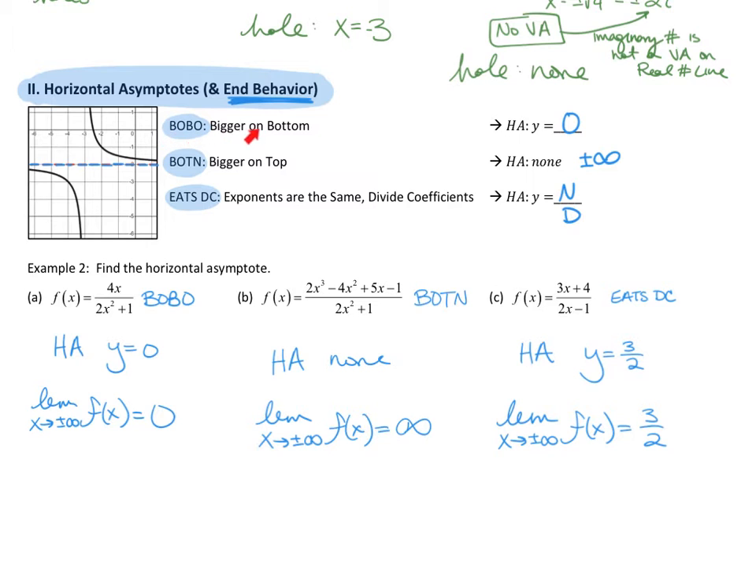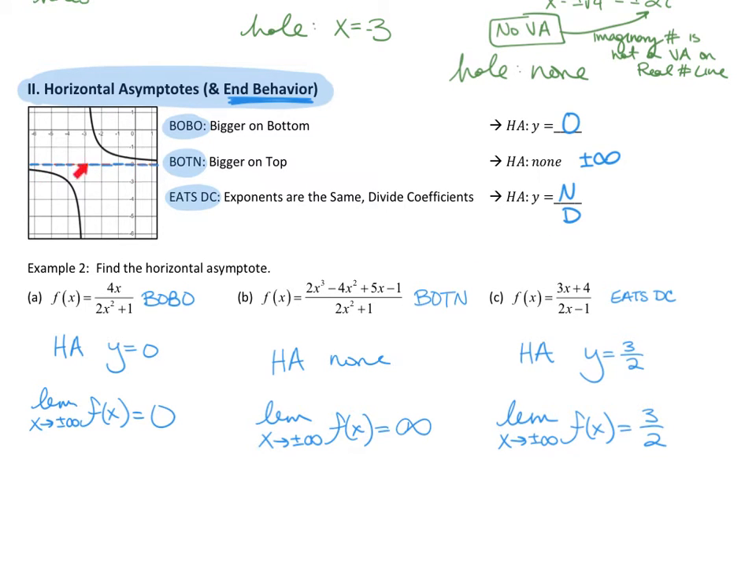BOBO stands for bigger on bottom, which means my horizontal asymptote is at y equals 0. BOTN, bigger on top, means that there is no horizontal asymptote and that the graph is going to positive or negative infinity. EATS DC, exponents are the same, divide coefficients. So our horizontal asymptote is at y equals whatever the numerator coefficient divided by the denominator coefficient would be. We've done this before, so hopefully it should start to feel a little solid for you.